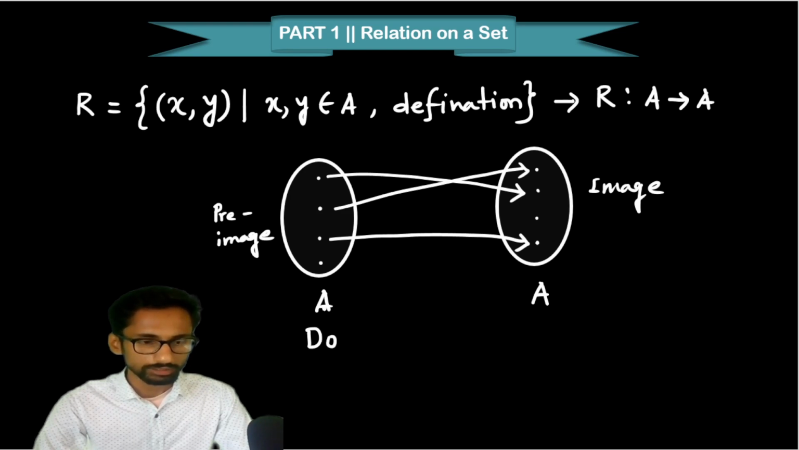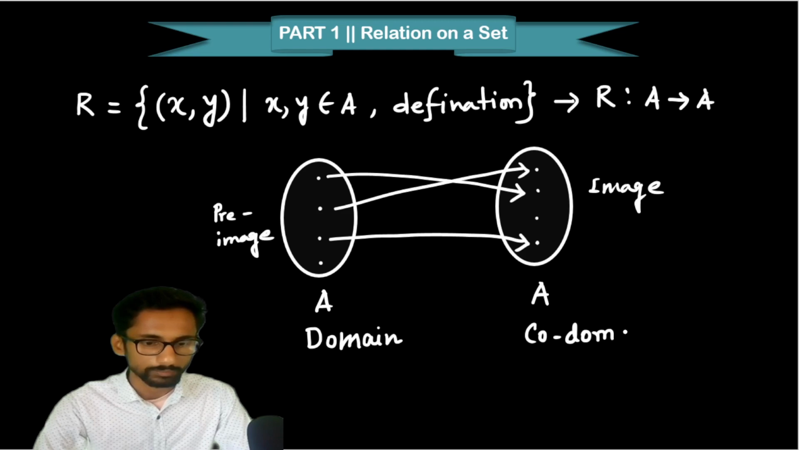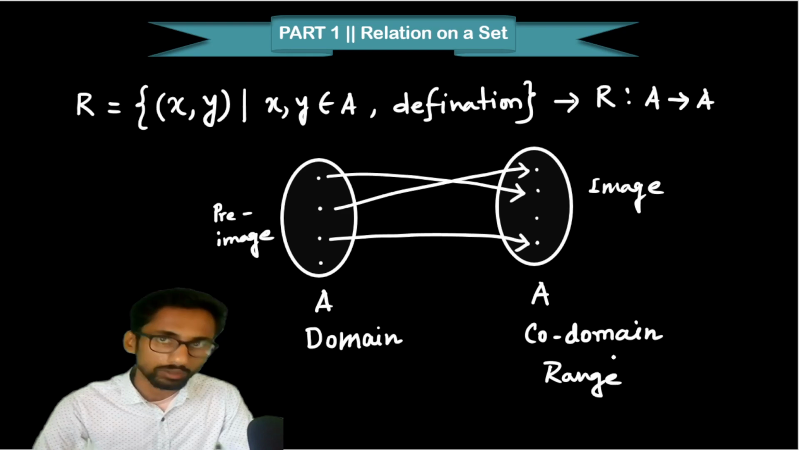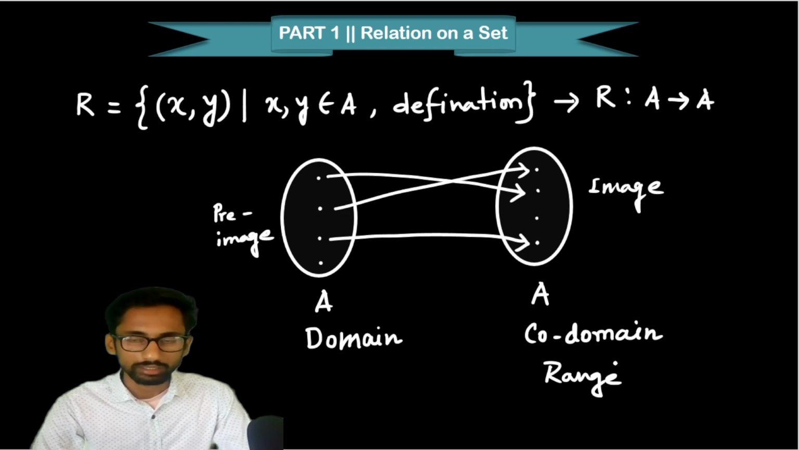This particular set is known or called domain, and this particular set is called codomain. Okay, and the elements that are the images of a particular pre-image in the domain set build the set called range. Range is a set of all those elements that are satisfying the given relation or satisfying the definition of the relation.